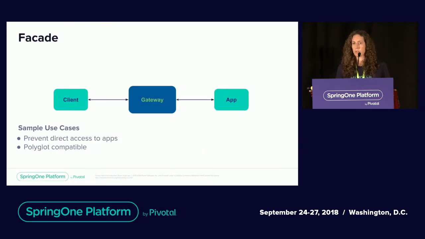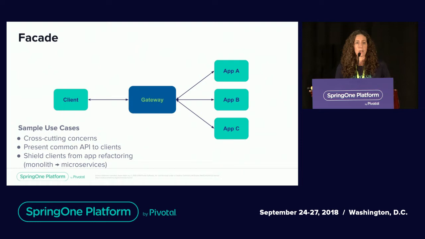Another option is to implement a gateway as a separate application, which works as a facade. This is great to increase your security posture because then you can expose the gateway to the outside world, but you keep the routes to the backing apps hidden from the outside world, and it's only the gateway that has access to those applications. And it's also polyglot compatible. So if your downstream application is Python or Ruby, this will still work.